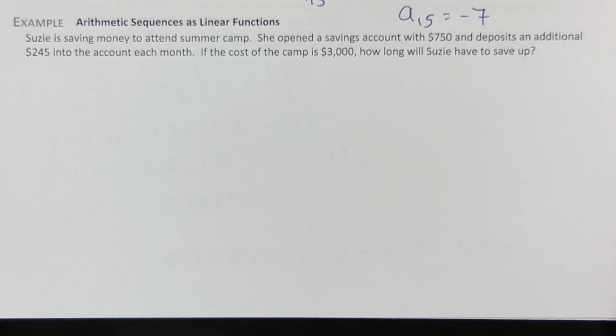Anyway, Susie's saving money to attend summer camp. She opened a savings account with $750 and deposits an additional $245 into the account each month. Susie either has an amazing allowance or has a job, one of the two. Here's what we need to know: how long does Susie need to save if this camp costs $3,000 to go to? That's what we need to know.